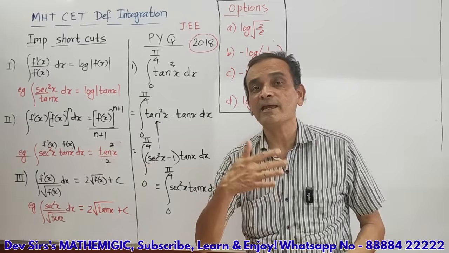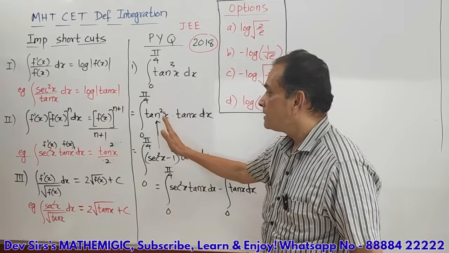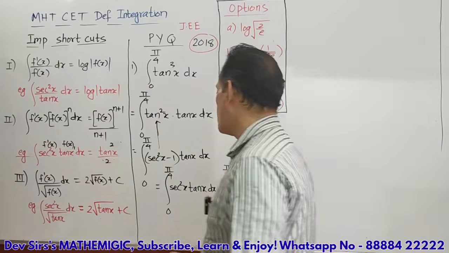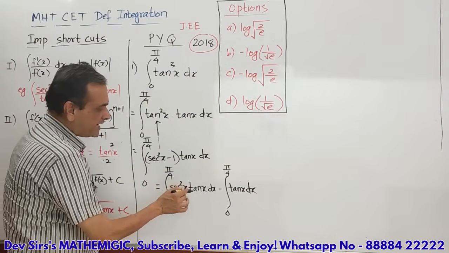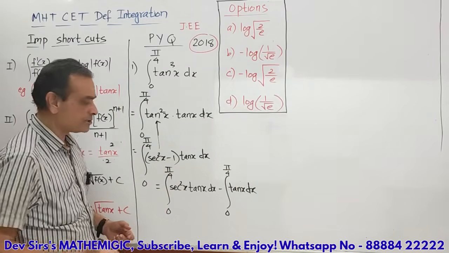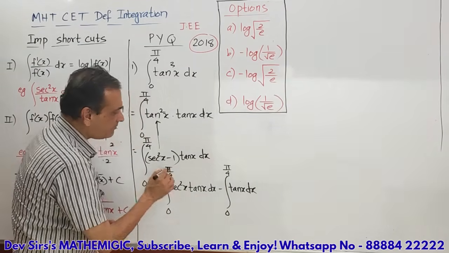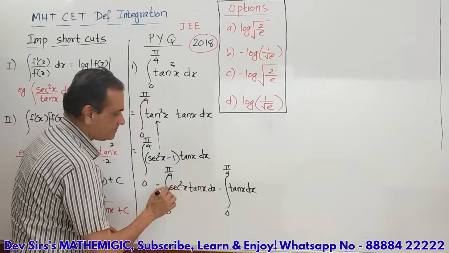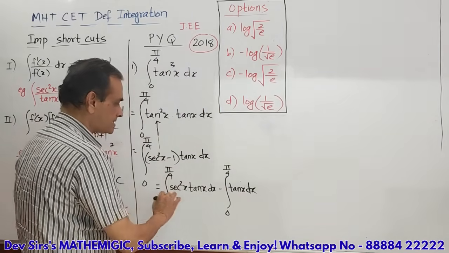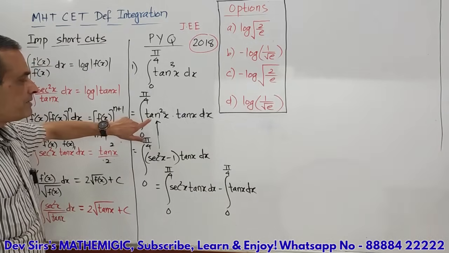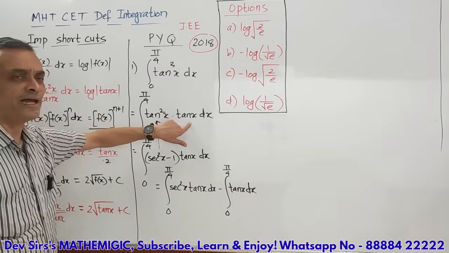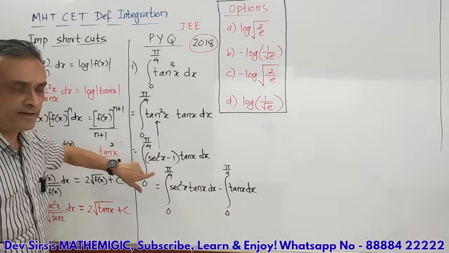f x और f dash x लाने के लिए tan x सेपरेट किया, tan squared x को sec squared x minus 1 किया, and then separate out sec squared x tan x, the integrals also, minus integral of 1 into tan x is tan x. Just open up the brackets and separate out the integrals. Okay? So remember this rule. Rule nahi, ek obvious thing that you have to separate one tan x in order to use this identity.